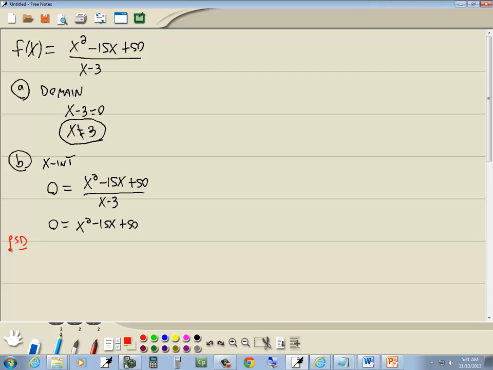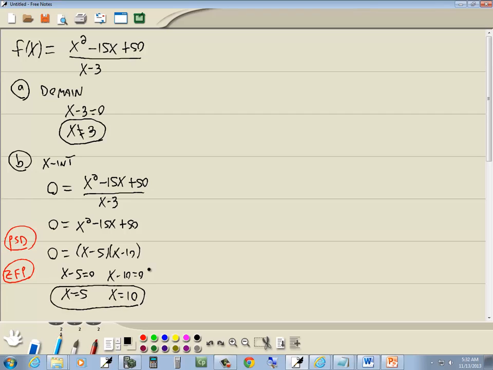This factors using the PSD method. So it factors as x minus 5 times x minus 10. Zero factor property: if you get 0 on one side and you factor the other side, you set each factor equal to 0 and solve. So we got x minus 5 equal to 0 and x minus 10 equal to 0, which gives us 5 and gives us 10. And those will be our x-intercepts.